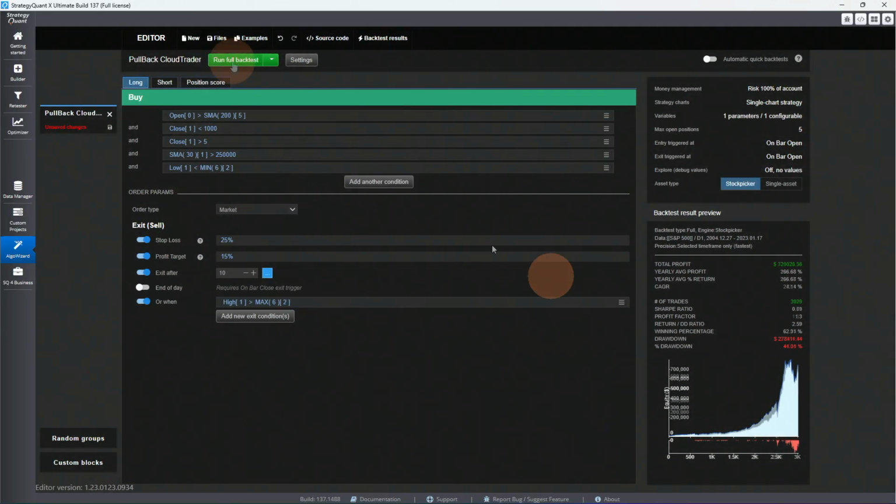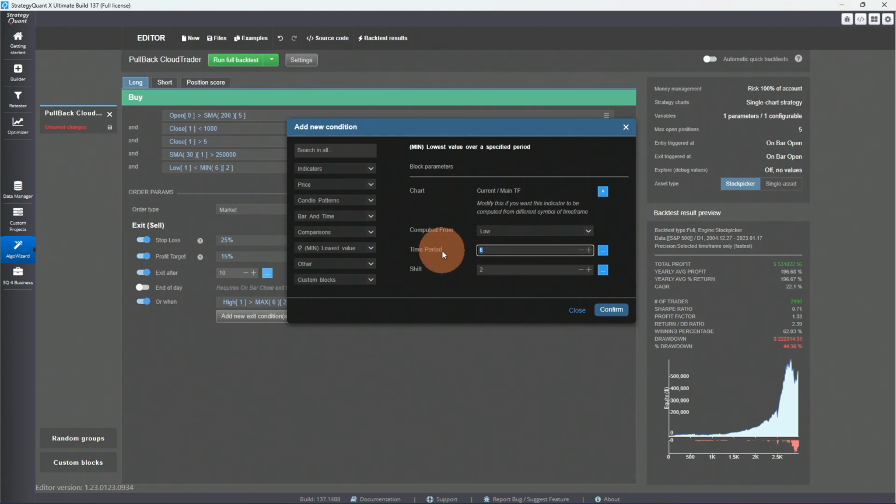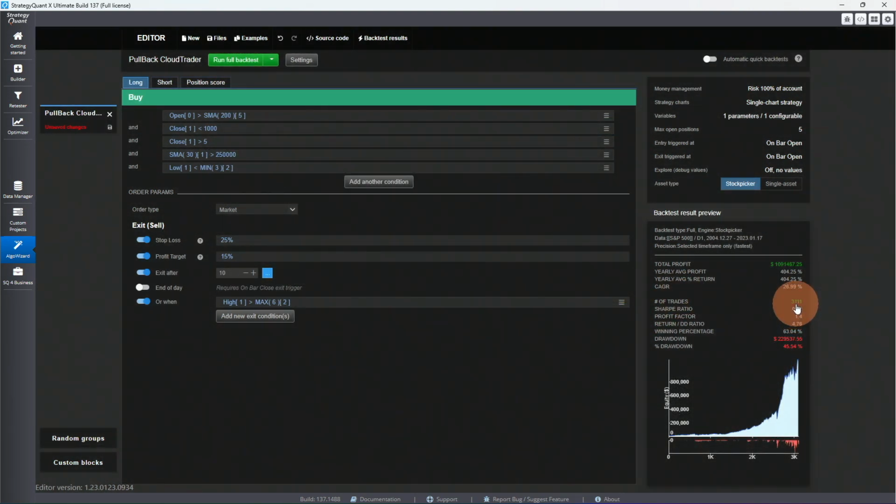Let's go for 6. Again, we didn't decrease the number of trades that much. Remember, because we're trading 500 symbols, we are bound to find something. So let's go back to 3. So 3,011. Let me introduce now something new.